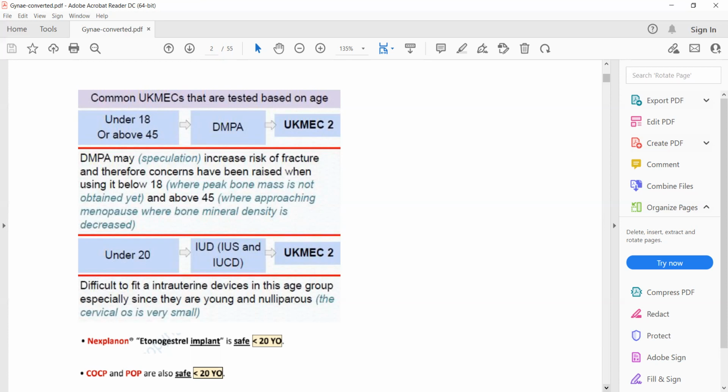Now we are going to discuss the contraceptive methods and their UKMEC categories in patients who are under 20. DMPA is UKMEC 2 in patients who are under 20 or above 45. What is UKMEC 2? UKMEC 2 means there are some risks, but you can still use them if you don't have an option from the UKMEC 1 category.